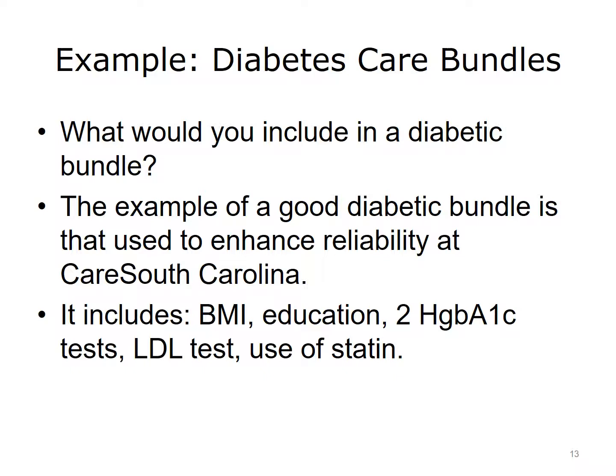Essentially, in building a bundle, you should ask yourself, I know checking 2 hemoglobin A1c will help me meet guidelines, but which changes will help me improve their morbidity and mortality when used in combination?